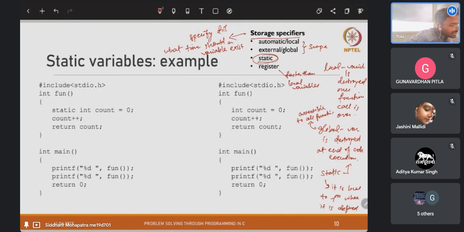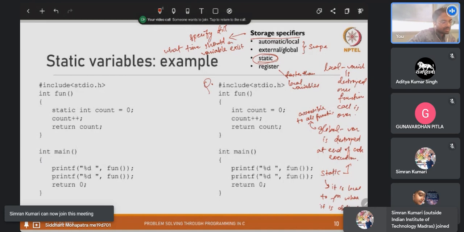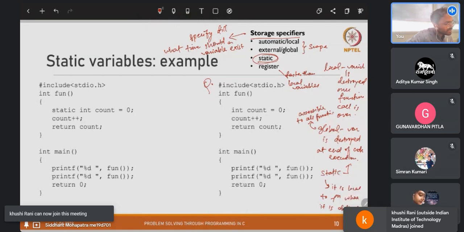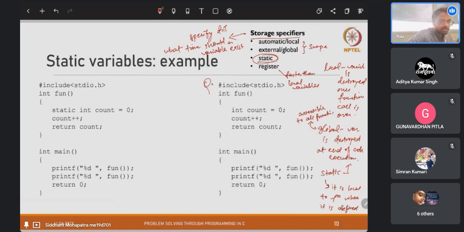So this is an example that I have for the static variable. First we will look at the right hand side. Here we are defining a function called fun, which returns an int, and what it does is it defines an int count, initializes it to 0, and does a count plus plus, which means it increases the value by 1, and returns the value. In the main function, we print the value of whatever fun returns.